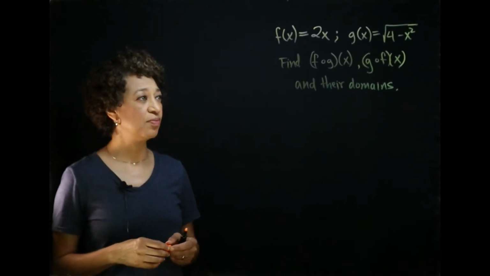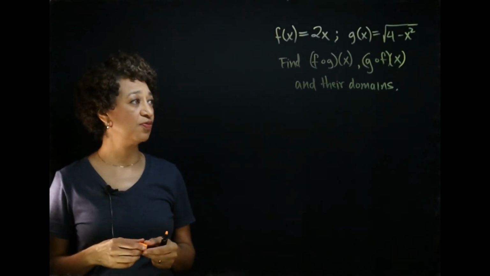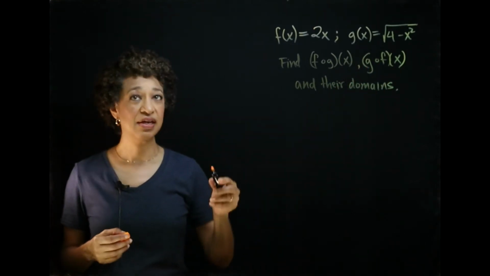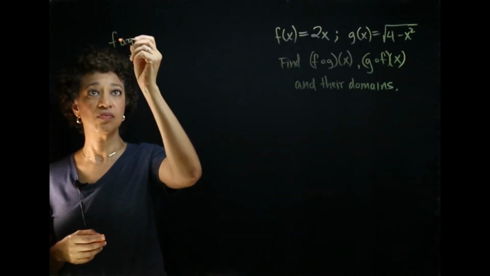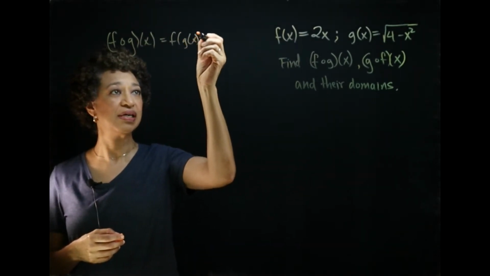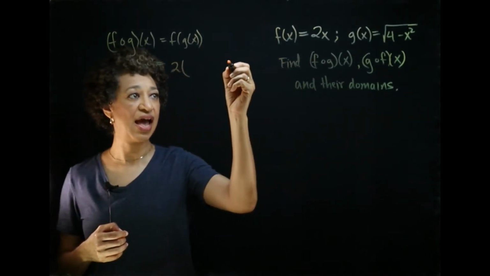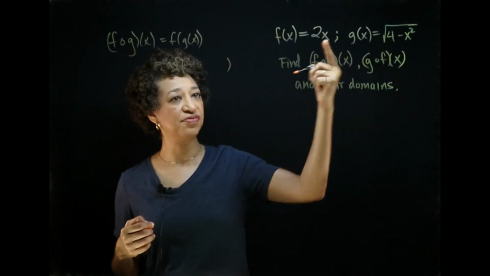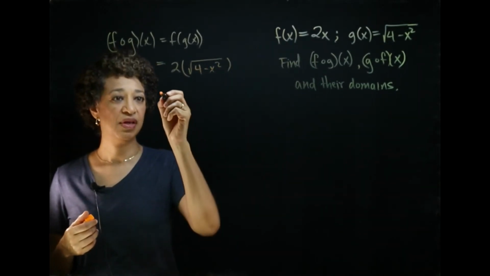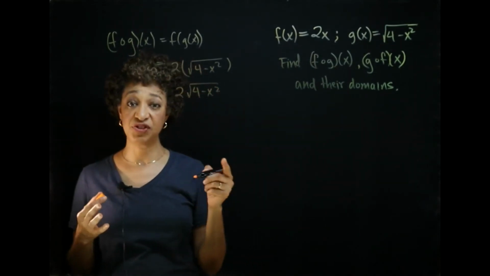Our second example will be one involving a radical function. G of x here is the square root of 4 minus x squared. We're going to find f of g of x, g of f of x, and their domains. So here's f of g of x. Remember, I like to write the notation like this to make it clear. So we find the function named f of x. We leave a gap for g of x, and we insert that function, the square root of 4 minus x squared, into the gap. So let me just drop the parentheses here. There is the composition f of g of x.